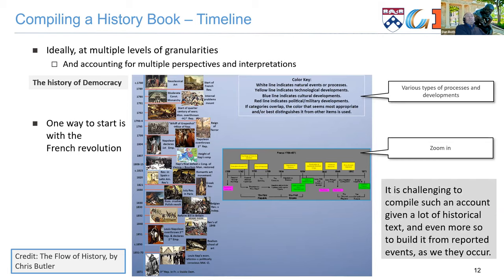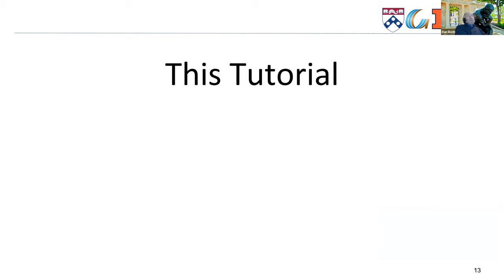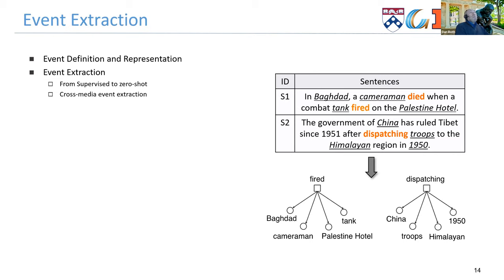So with this in mind, what are we going to do in this tutorial? We want to present current research on events, and we're going to spend the next 2.5 hours or so presenting our perspective on current event research. I'm going to give you a quick glance into what we're going to present. Of course, we're going to start with the basic components, which have to do with event extraction. Given text snippets, we want to identify events, we want to identify event arguments, and there are multiple machine learning methods to support this.